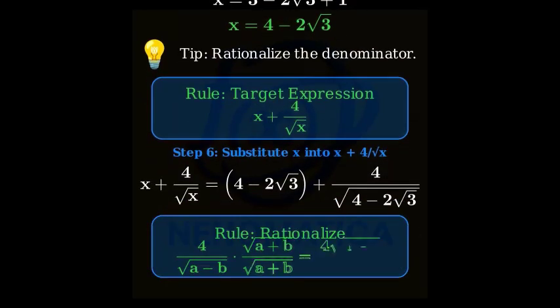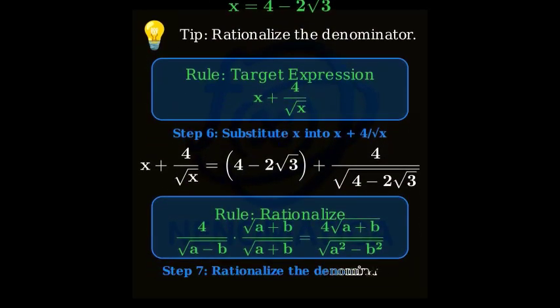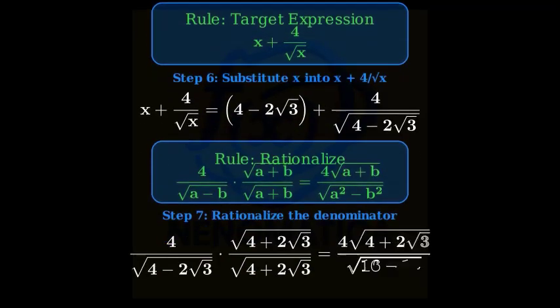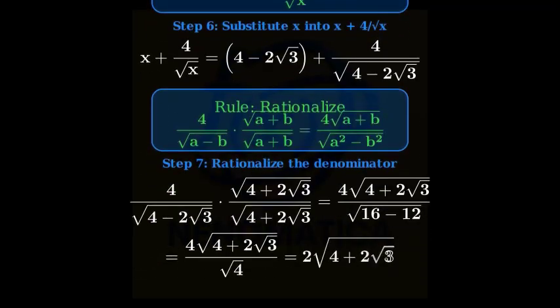Step 7. Rationalize the denominator. Multiply numerator and denominator by square root of 4 plus 2 root 3. Inside the big square root in the denominator, we get 16 minus 12, which equals 4, so the fraction becomes 2 times square root of 4 plus 2 root 3.